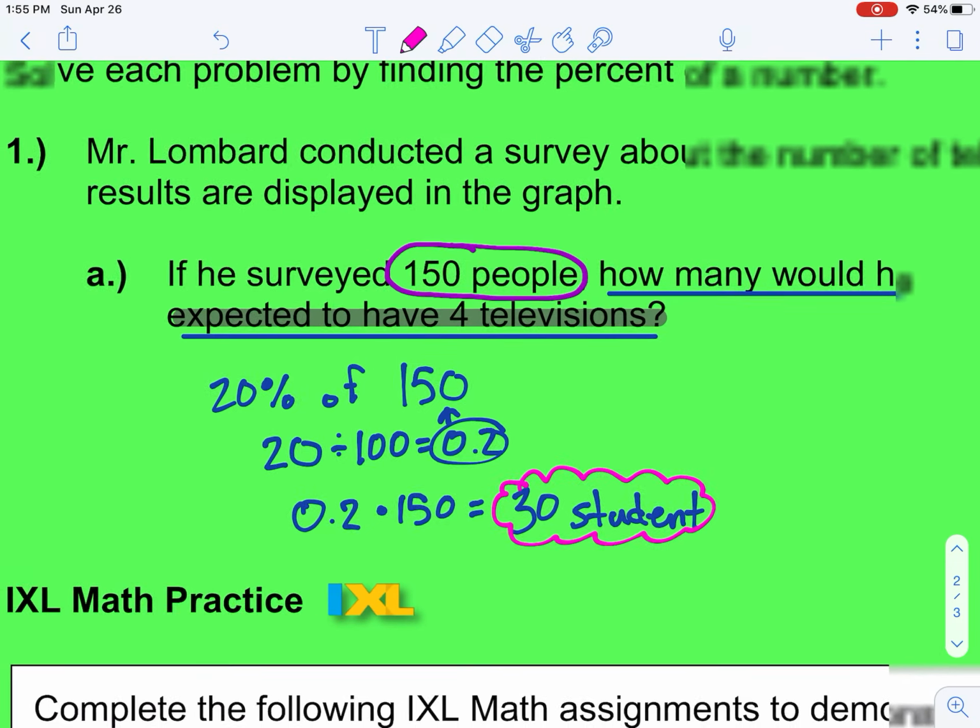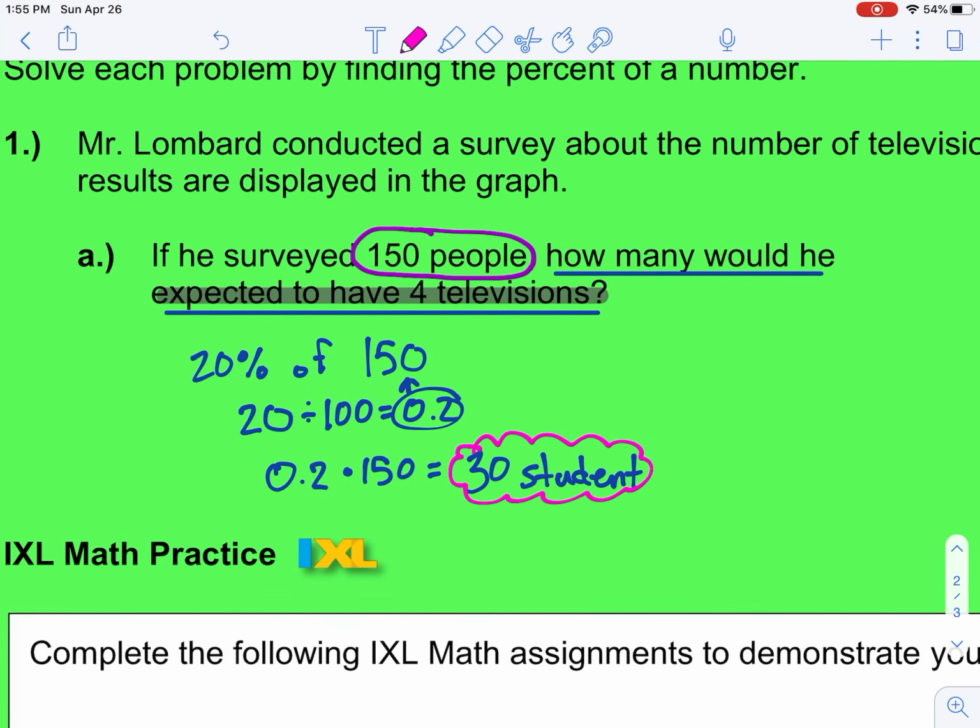Alright, ladies and gentlemen, you have another iExcel that you're going to do today. It is all on word problems, and you're going to do the exact same thing that we just did. You're going to take your percent, turn it into a decimal, and then multiply by that other number.